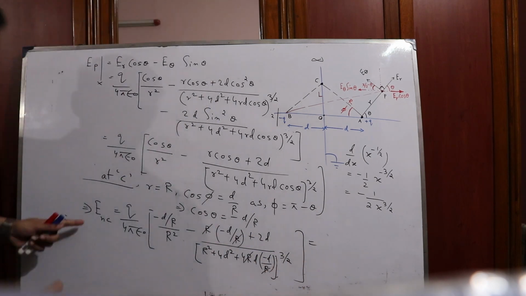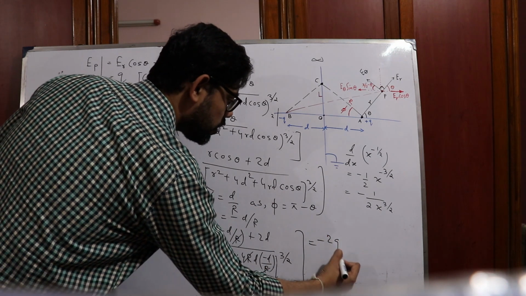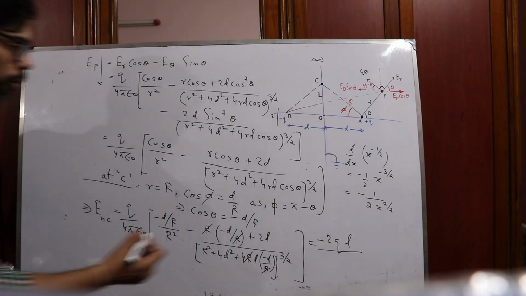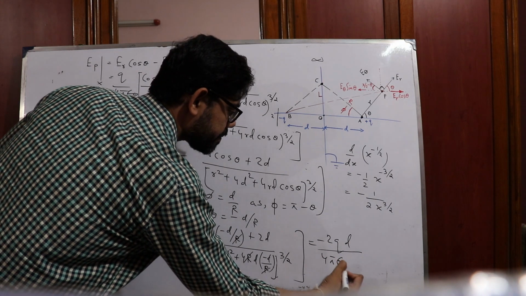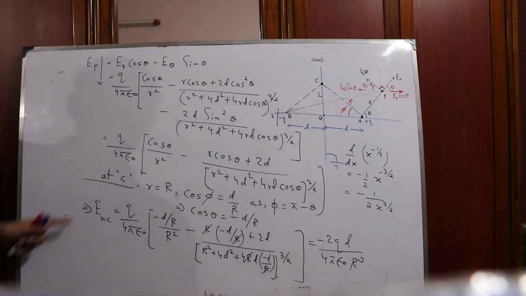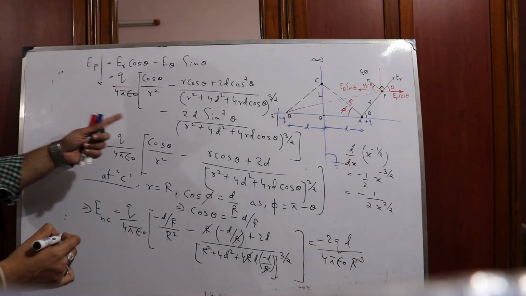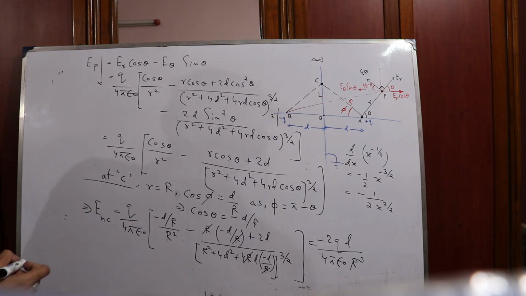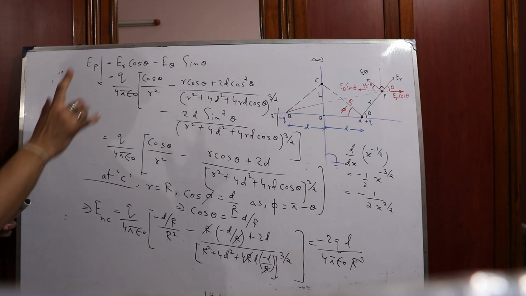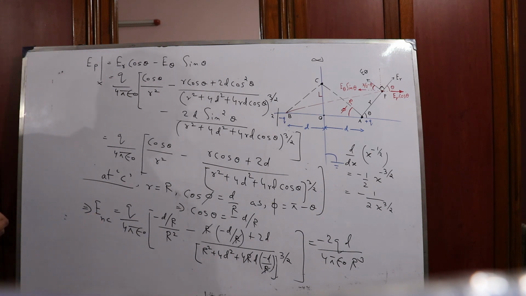So basically you get minus 2qd by 4 pi epsilon naught r cube. So this is the normal component of electric field at the point C. Okay, very important expression. What is the normal component of electric field at the point C? We found it out. Please take a screenshot of this.